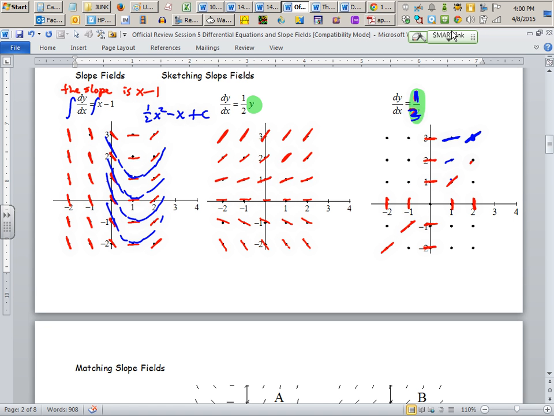If you plug in 2 and 1, it's a 2 slope. If you plug in 2 and -1, it's a -2 slope. If you plug in -3 and 1, it's a -3 slope. If you plug in 1 and -1, it's a -1 slope. If you plug in 1 and -2, it's a -1/2 slope.